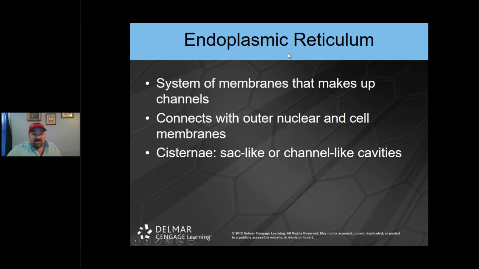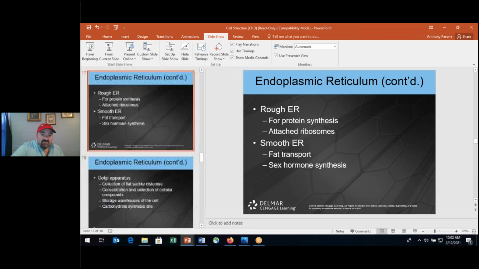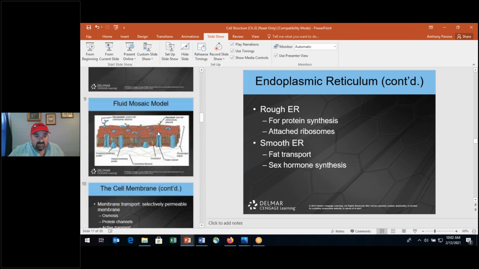The endoplasmic reticulum, this structure is a folded type membrane that will either contain ribosomes and produce proteins, or it'll not contain ribosomes and produce lipids and carbohydrates and such. So this is rough ER, smooth ER. Rough ER: protein synthesis. Smooth ER: really fat transport and lipid synthesis. Look here for a moment again.